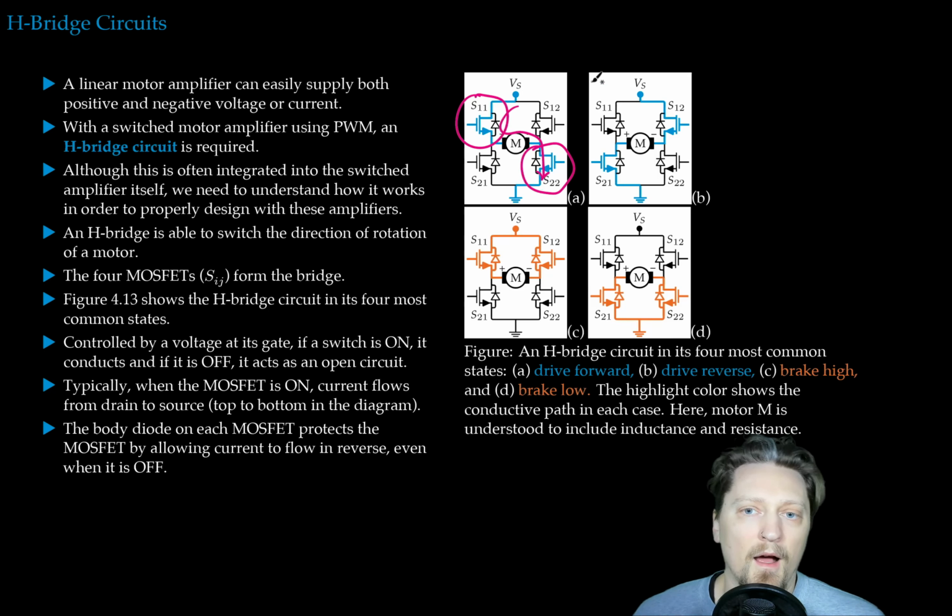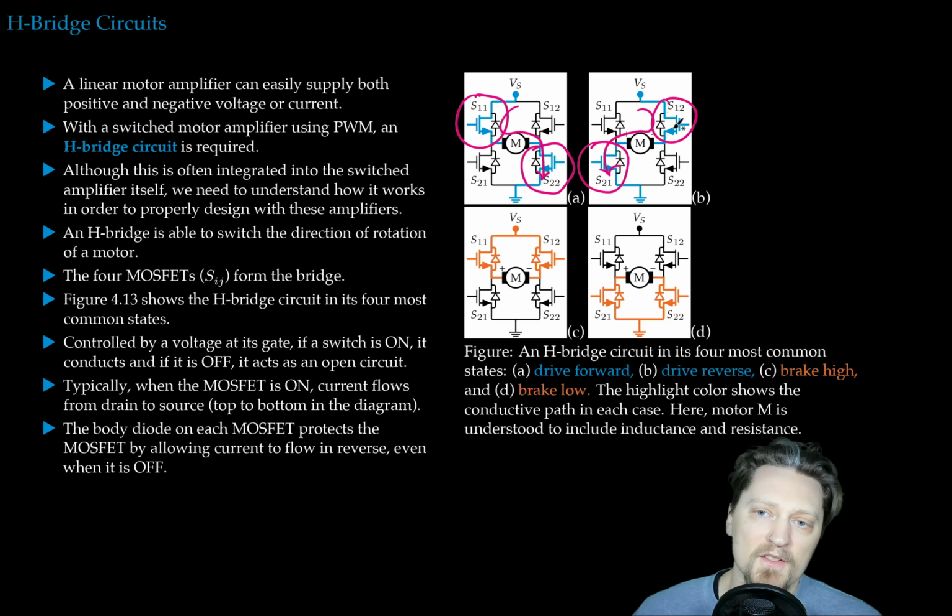Now that is the drive forward configuration. So turn on switches 1-1 and 2-2, turn off 1-2 and 2-1, and we'll drive the current through the motor this way. Similarly, but conversely, we will drive the motor in the other direction with 2-1 and 1-2 on, so the current will flow this way through the motor.